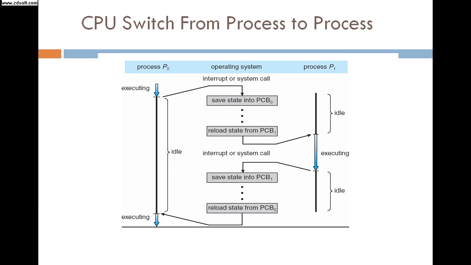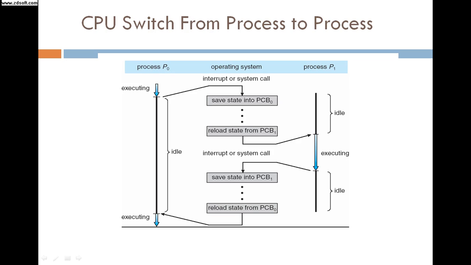We can now define how the CPU switches from process to process. Consider two processes, P0 and P1. Initially, process P0 is in the executing state. If any interrupt or system call occurs, we save the state into PCB0 and reload the state from PCB1. So now we give control of the CPU to process P1.